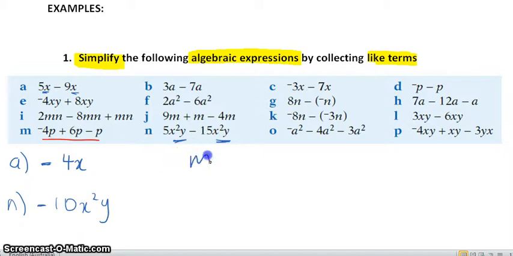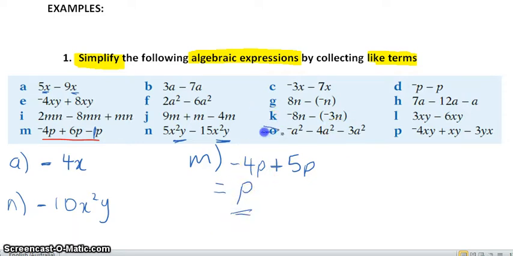This is a bit of a tricky one. In question m it says minus 4p plus 6p minus p. So I've got minus 4p. Now plus 6p minus p is 5p, because anytime there's nothing before the letter, there's really a 1 there. So that's 6p minus 1p, which is 5p. Now that is equal to minus 4 plus 5, which is 1p, but I'm not going to write the 1, because in algebra we simplify everything.